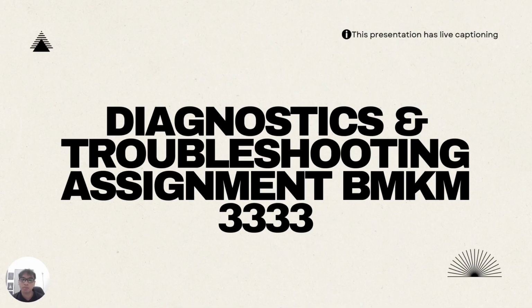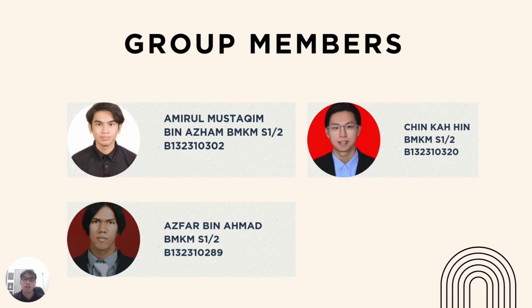Today I'm going to explain about our assignment for the diagnostics and troubleshooting subject. There are two components that we are going to explain for this assignment. The first one is the charging system, and the second one is the carburetor air intake system of a Proton Iswara car.